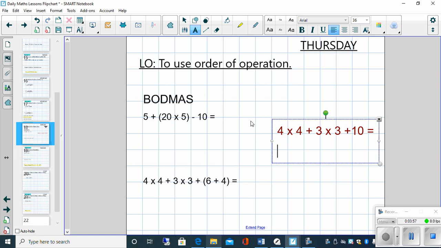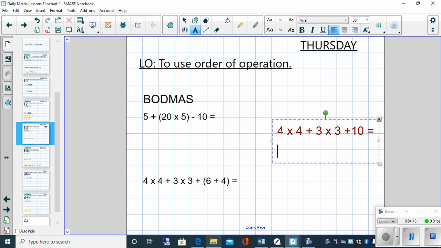We've got no squared or cubed numbers. Have we got division? There's no division there. Have we got multiplication? Oh, we've got two parts of multiplication here: 4 times 4 and 3 times 3. So we need to do both of those at the moment.